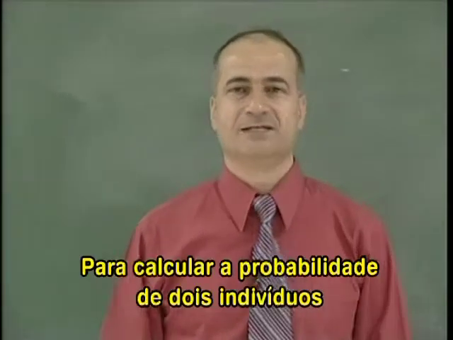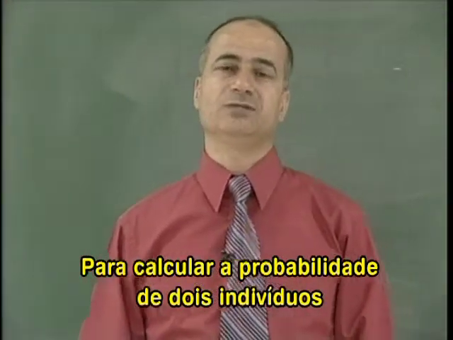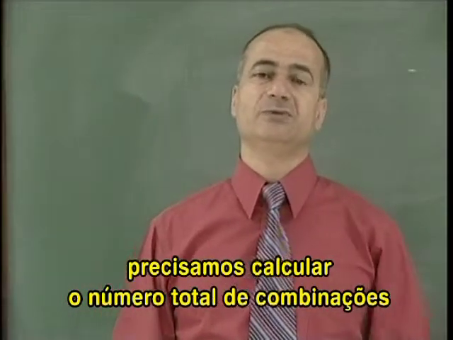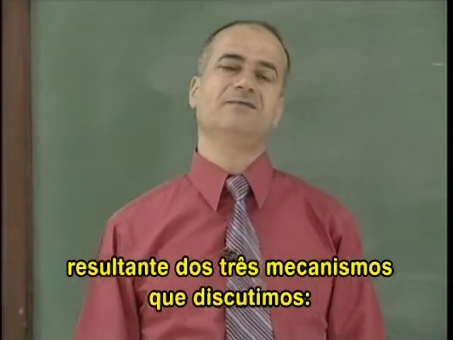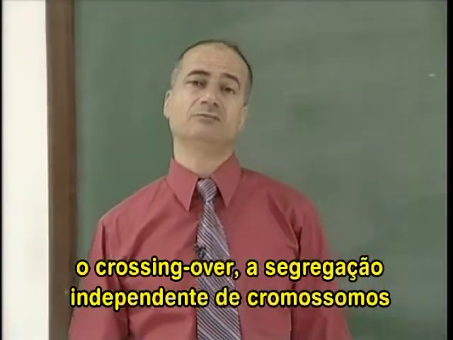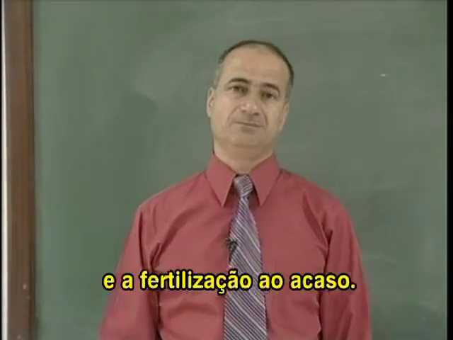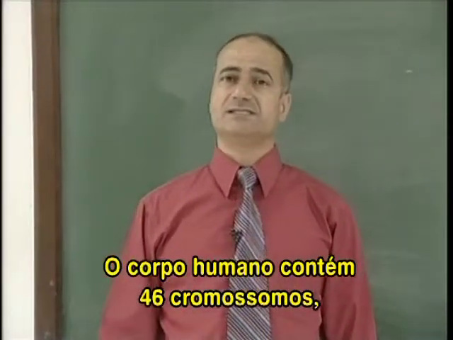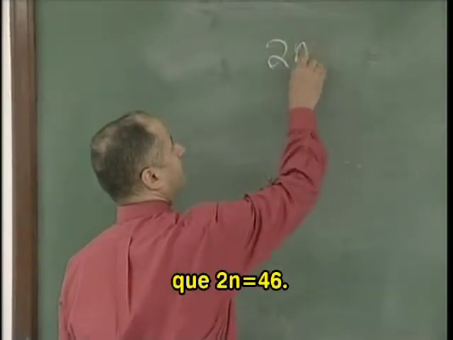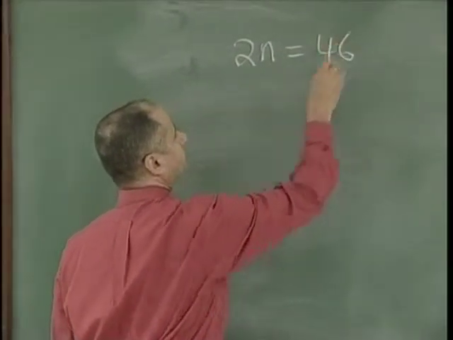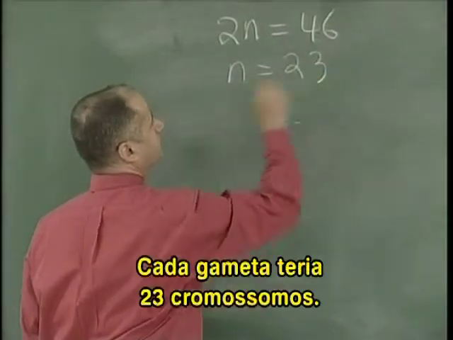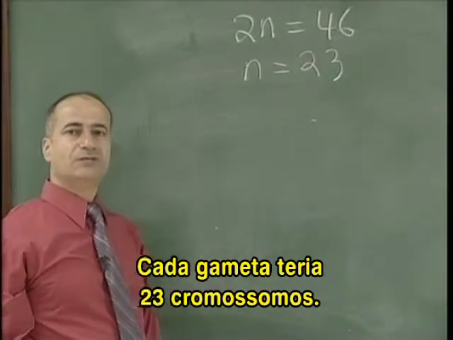We'll come back. To calculate the probability for two individuals to have the same genetic material, we need to calculate the total number of combinations resulting from the three mechanisms that we discussed: the crossing over, the independent assortment of chromosomes, and the random fertilization. In humans, we have 46 chromosomes. So this means that 2n is equal to 46, and the haploid number would be 23.